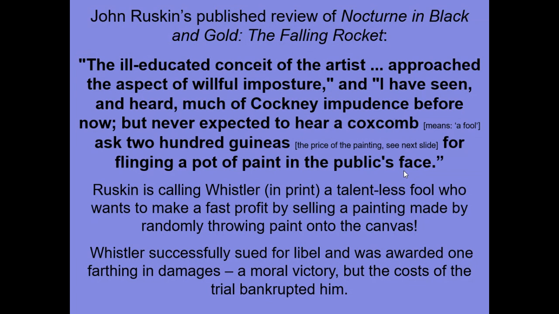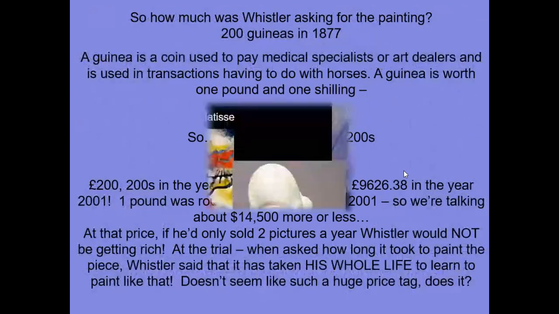200 guineas is an amount of money, so he's saying that he's asking too much money for the sale of this painting, and he's done nothing but fling paint in your face. Ironically, the judge in the case asked Whistler how long it took him to paint the painting, as if the amount of time would mean that it was better if it took longer. Whistler got around that in a really clever way. He actually said to the judge that it took him his whole life to learn to paint this way. So he ends up winning the court case, which is pretty funny.